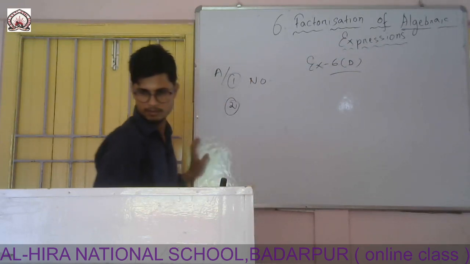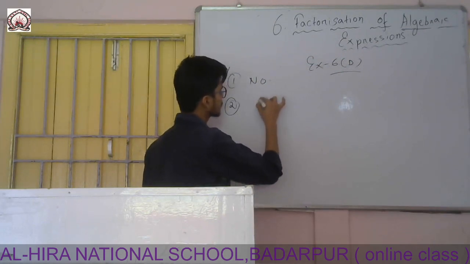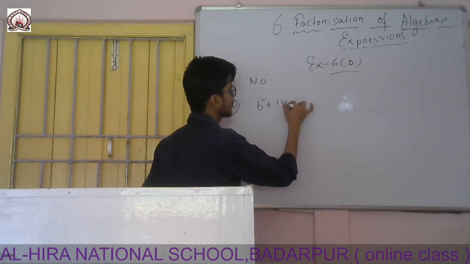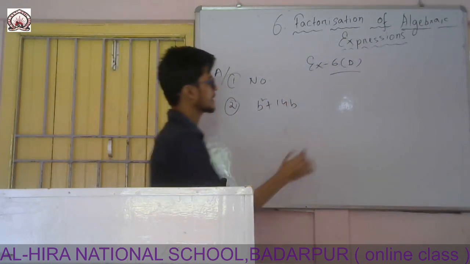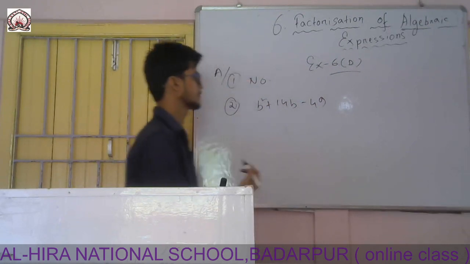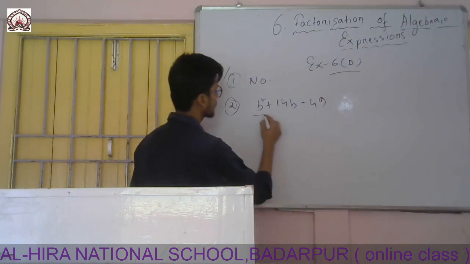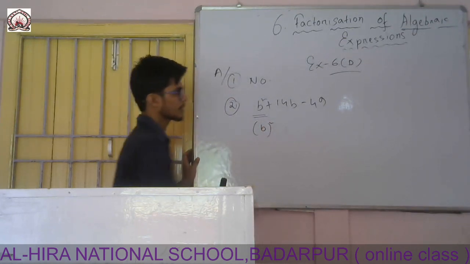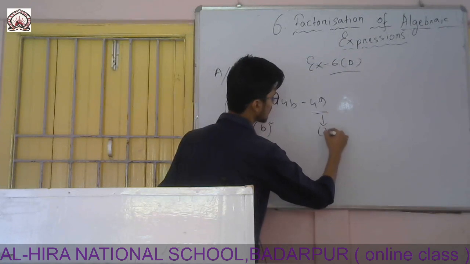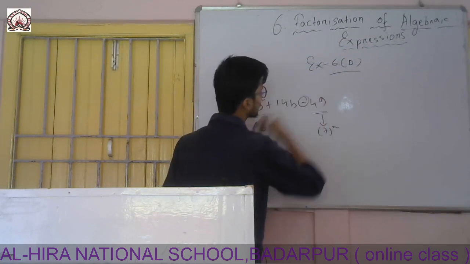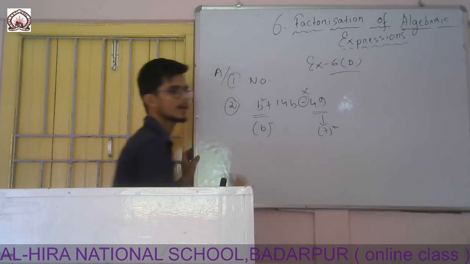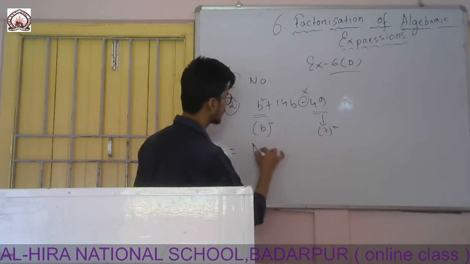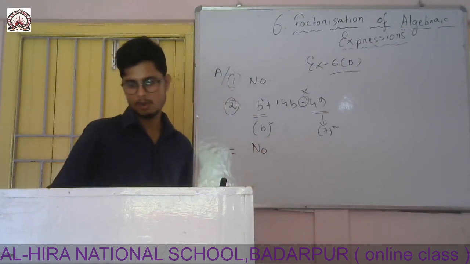Question number 2: b square plus 14b minus 49. Again, first of all I will check whether this one is a square term. Yes, b square is a square term. 49 is 7 square, but there a minus sign is given. That means it is not a perfect trinomial square. So this one's answer will also be no. So questions number 1 and 2 are no.